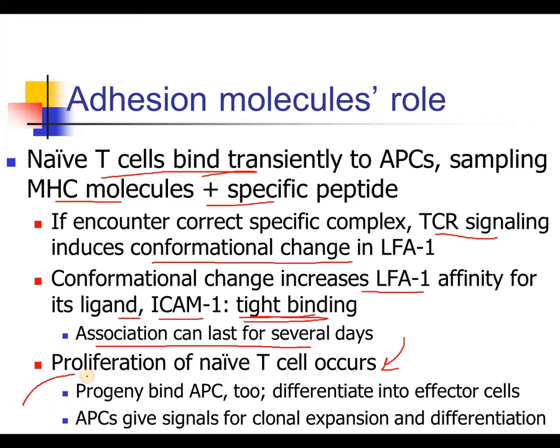The progeny from this T cell, so the daughter clones of that original T cell, are also going to bind the antigen presenting cell, and they will differentiate into effector cells. So the antigen presenting cells are going to be there and provide signals for clonal expansion and for differentiation.